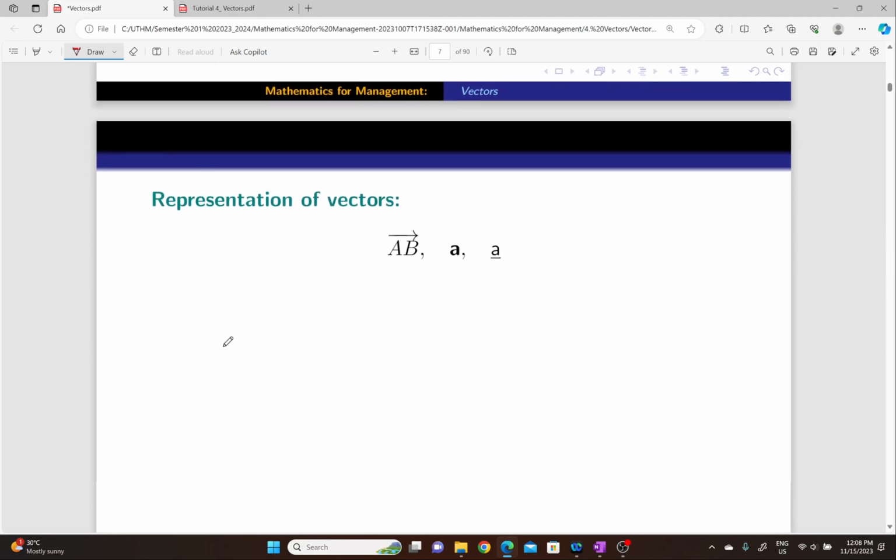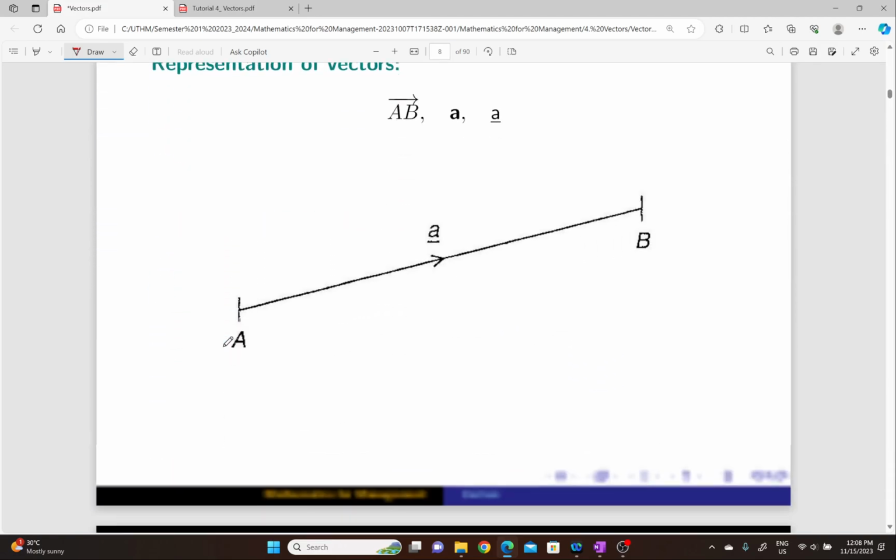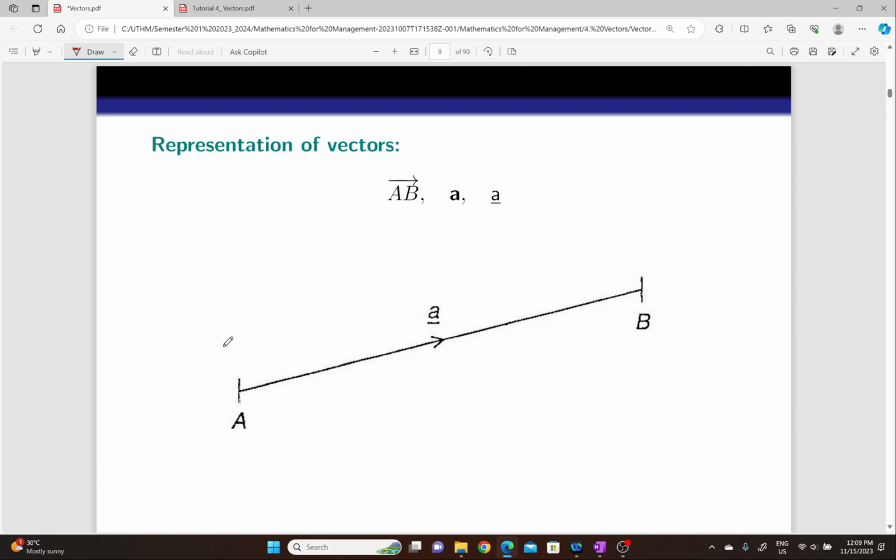Alright. How to represent a vector? Just now I drew OA, so I represent this vector. The direction goes from O to A. So this is one direction. If I put A, B here, then I write A to B, the direction A to B. Or simply I can denote it by a letter A.